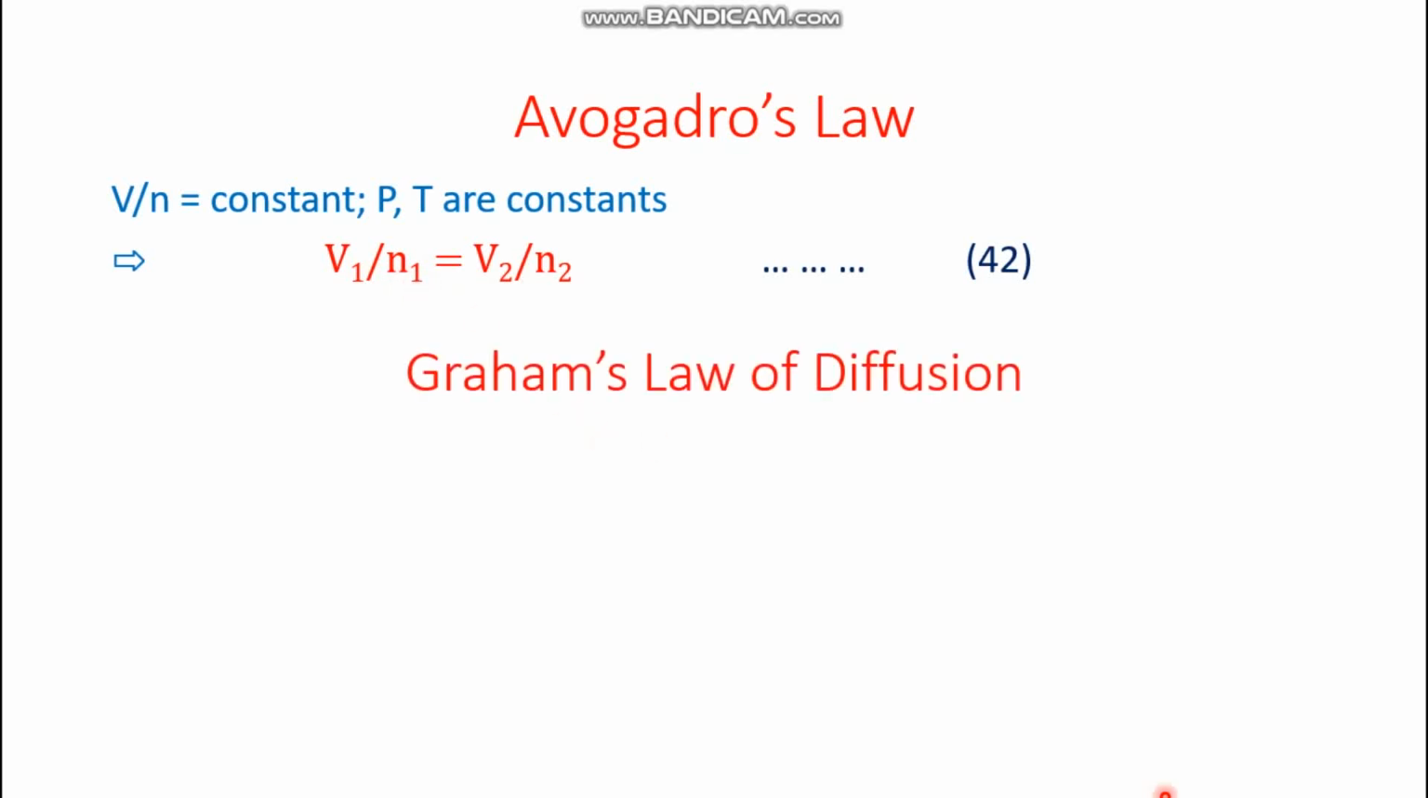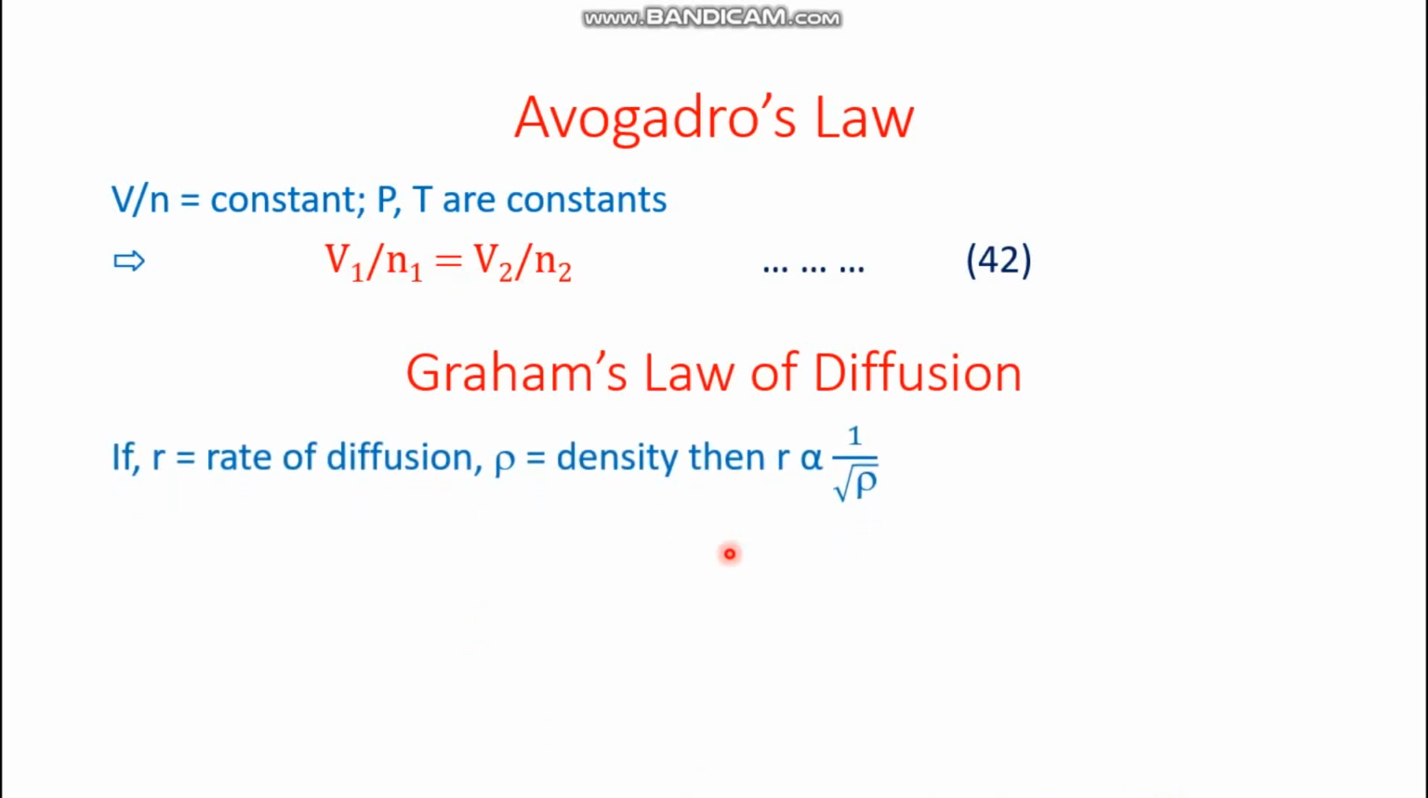Next comes Graham's law of diffusion. It says that if R is the rate of diffusion and ρ is the density of the gas, then R is inversely proportional to the square root of the density of the gas.